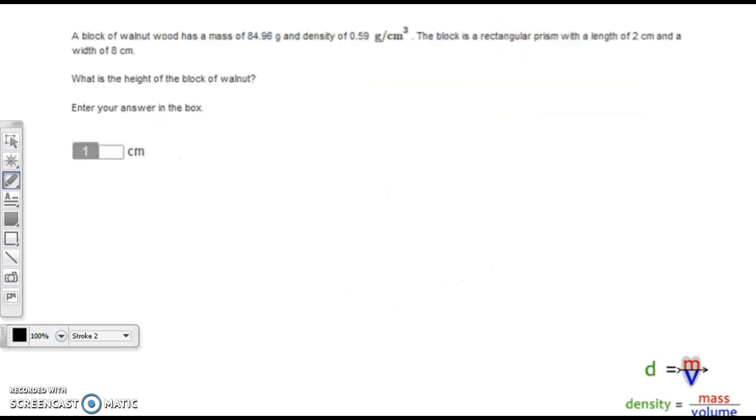All right, last question. A block of walnut wood has a mass of 84.96 grams and a density of 0.59 grams per centimeters cubed. The block is a rectangular prism with a length of 2 and a width of 8. What is the height of the block? Okay, so we got a lot going on here, but we start off with mass and density. So I'm going to go ahead and use that formula. Remember, you want it to make a heart, so it's D equals M over V.